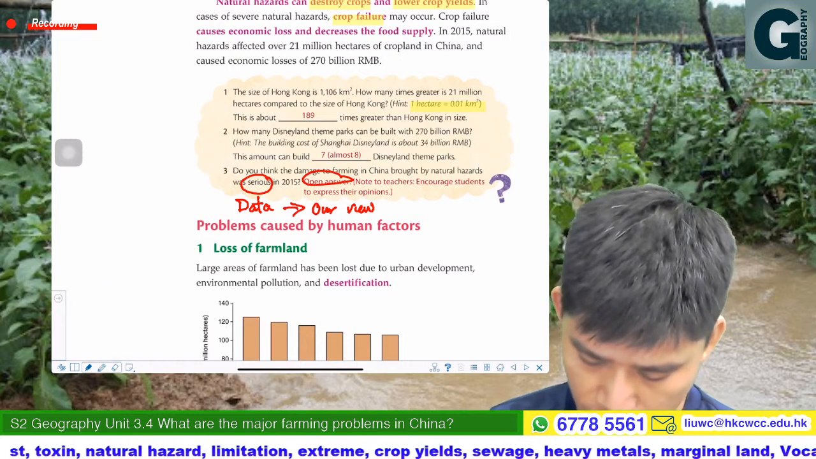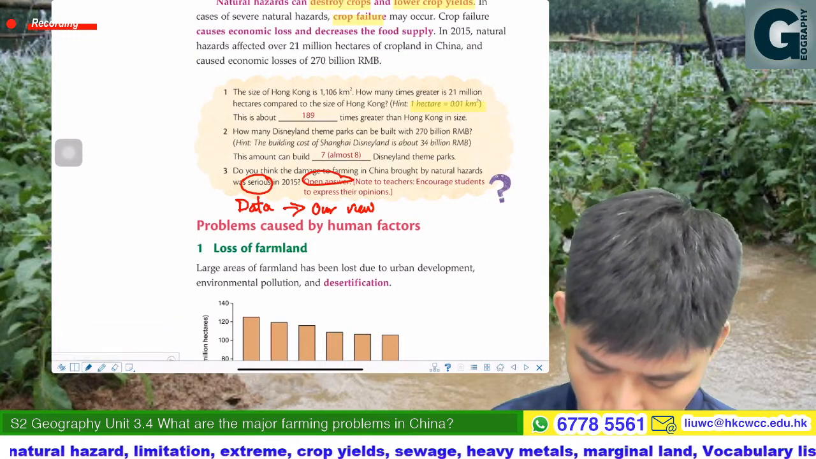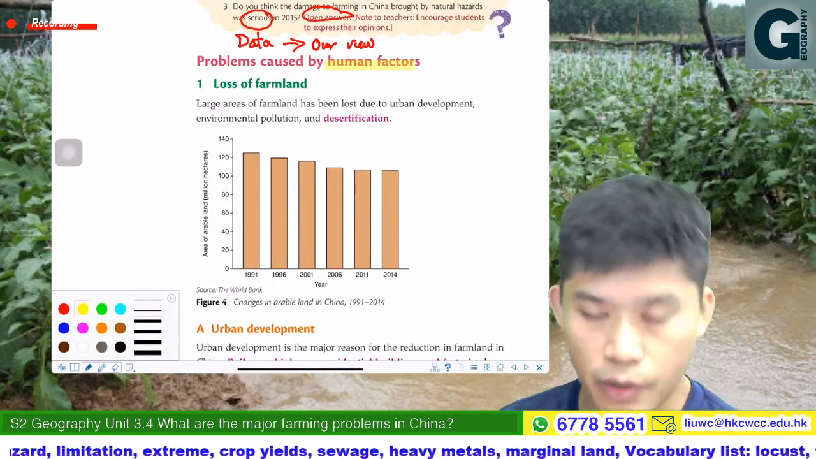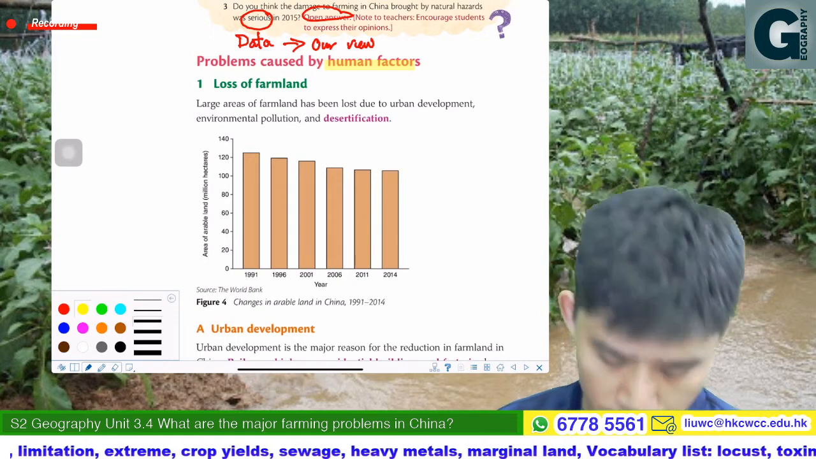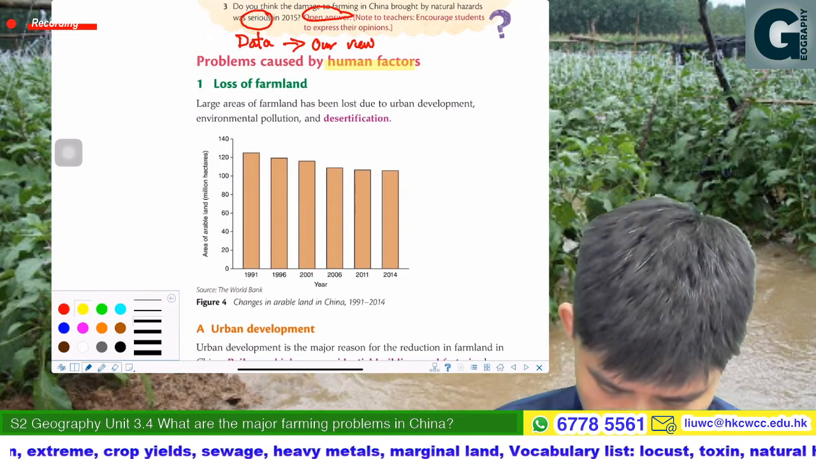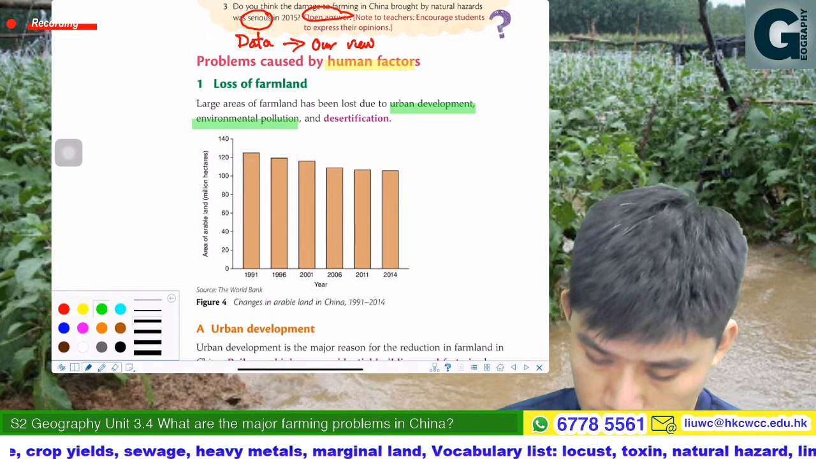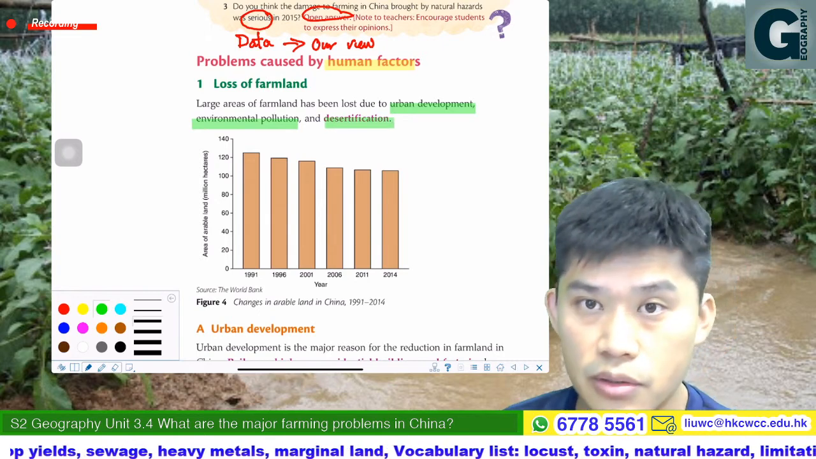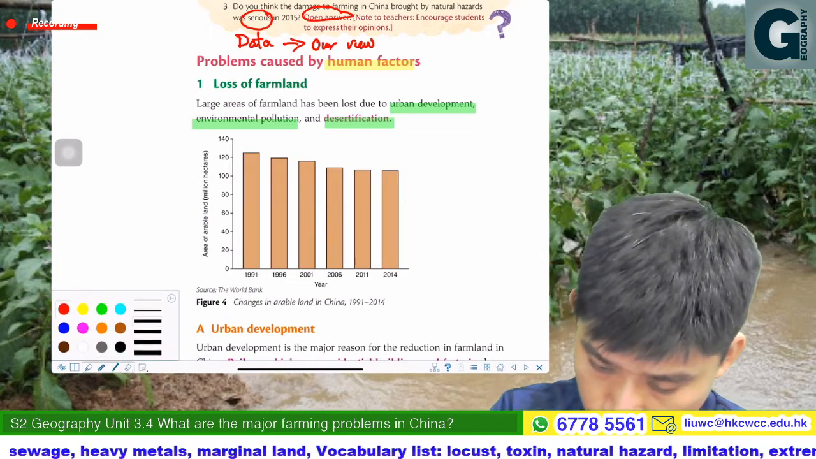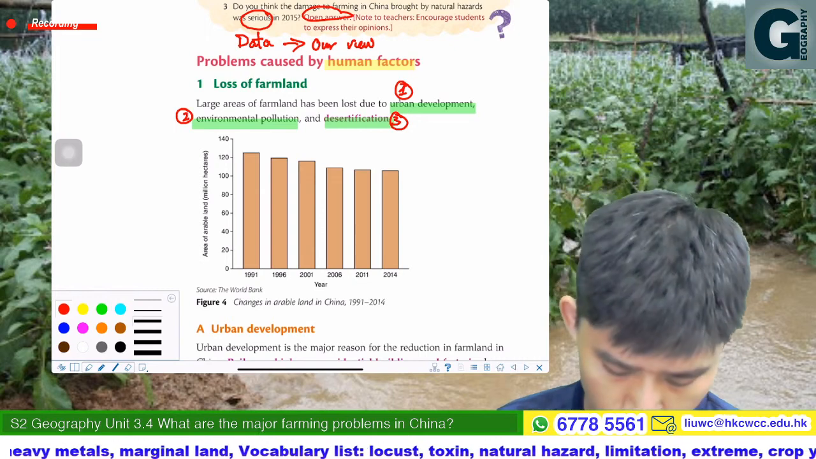And then right now, we're going to continue. So after the natural hazards, what would be the problem that may be caused by human factors? By human. The first one would be the loss of farmland. A large area of farmland has been lost due to, please highlight this, urban development, environmental pollution, and also desertification. Okay, so that would be the three major human activities that may lead to the loss of farmland.